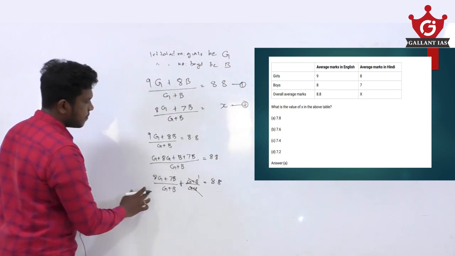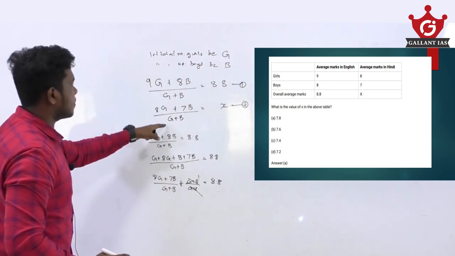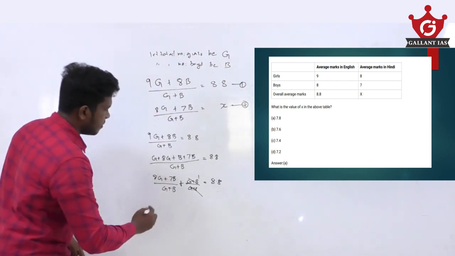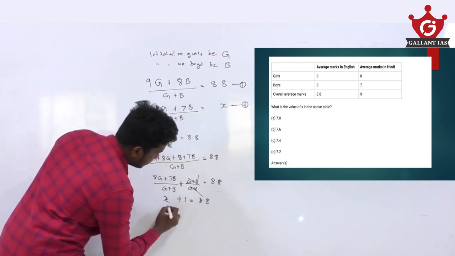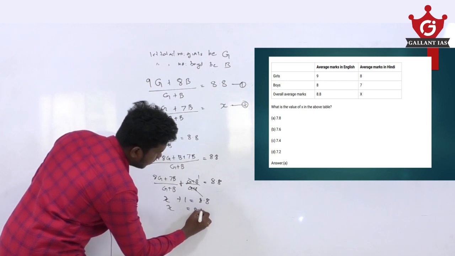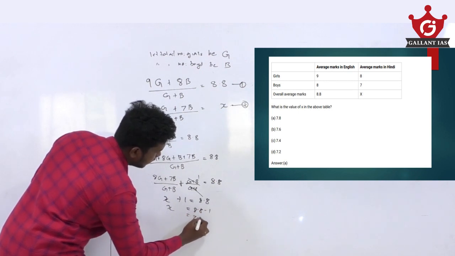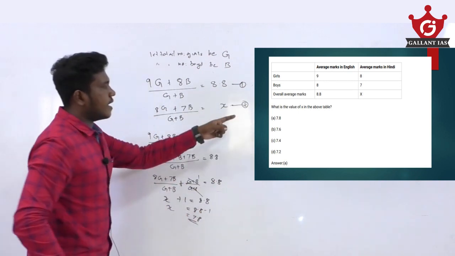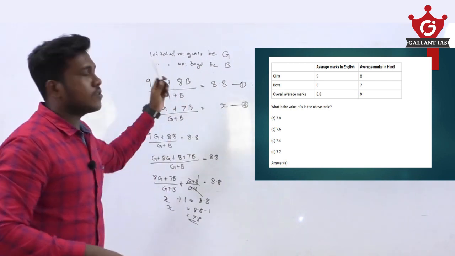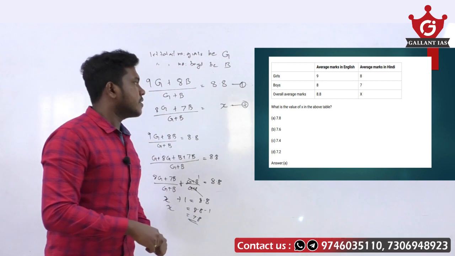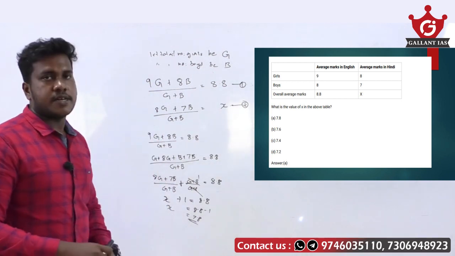And 8G plus 7B by G plus B is X. So X plus 1 is equal to 8.8. So X is equal to 8.8 minus 1, that is 7.8. So our answer is A, 7.8. It's a very simple question as long as you know the concept of averages. So our answer is 7.8.